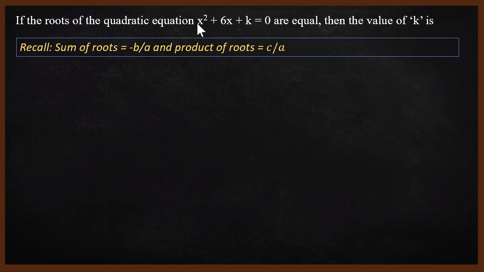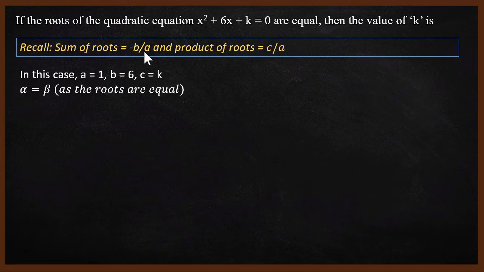Now what is a and c? Any standard quadratic equation can be written as ax squared plus bx plus c. In this case, a is 1, b is 6, and c is k. And that's what these coefficients mean. We know that the roots are equal. That's what the question has given.